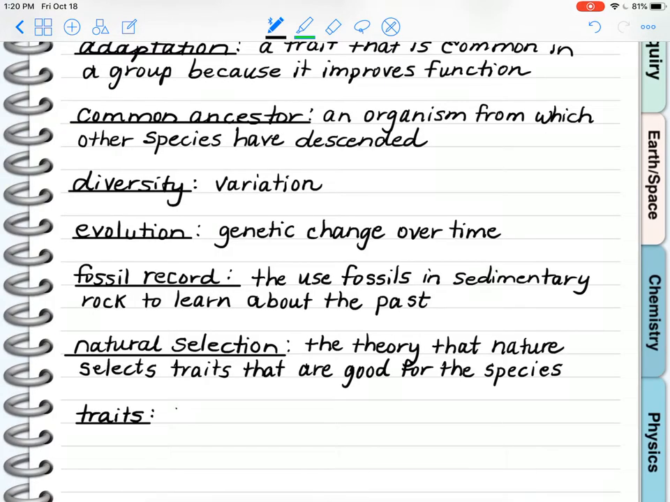And finally, traits are simply features or characteristics of a living thing. So my traits are that I'm 5 feet 10. I have black hair, almost black eyes. Traits are things that were passed down to me from my ancestors.